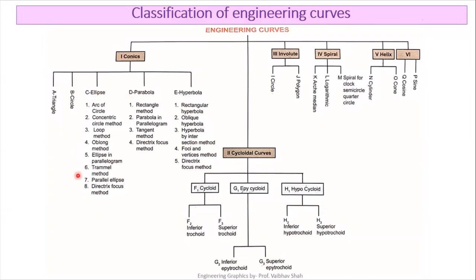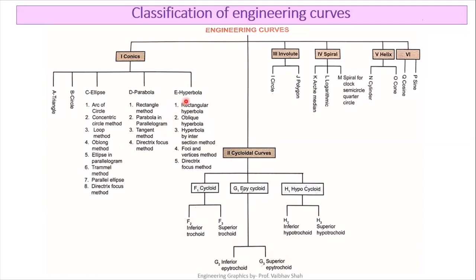Now an ellipse can be drawn by any of these 8 methods. 1, arc of a circle method. 2, concentric circle method. 3, loop method. 4, oblong method. 5, ellipse in parallelogram method. 6, Trammel method. 7, parallel ellipse method. 8, directrix focus method. Now for a parabola, you can use any of these 4 methods: first, rectangle method; second, parabola in parallelogram method; third, tangent method; fourth, directrix focus method.